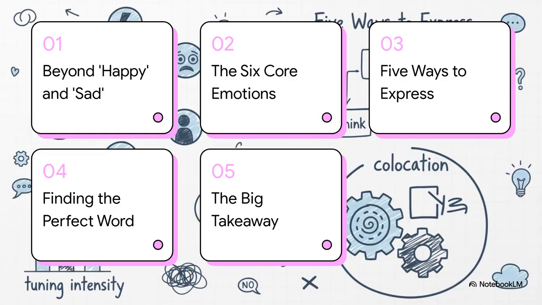So here's the game plan. We'll start by looking at why the old way of learning this stuff just doesn't work. Then we'll build a whole new framework from the ground up, starting with 6 core emotions. After that, we'll get into 5 simple ways to express them, how to find that perfect word, and wrap it all up with the one big idea that's going to tie it all together.